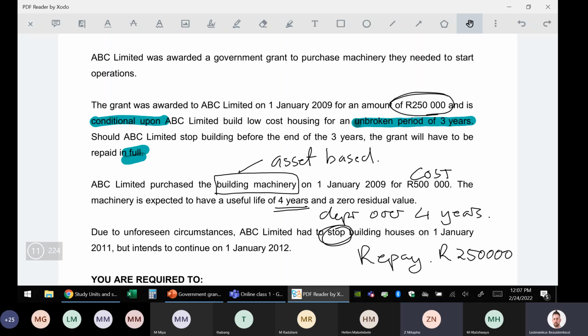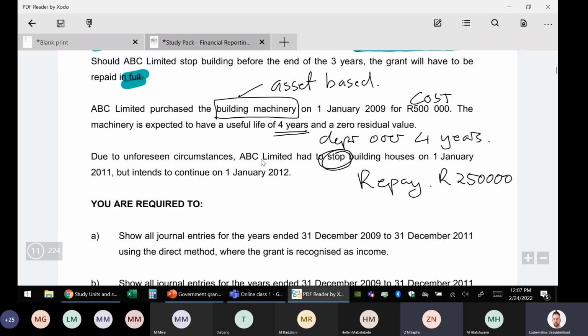But because we reduced the cost of the asset with the grant, that means our depreciation for the last 2 years was also less. So we have to again now increase the depreciation to what it would have been if there was no grant previously. All right, so that is what we have to do now.